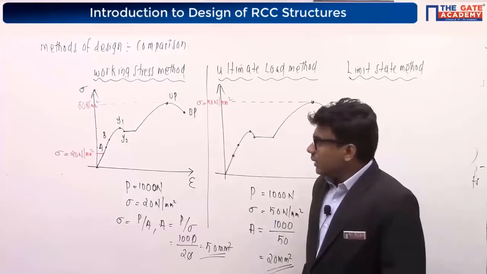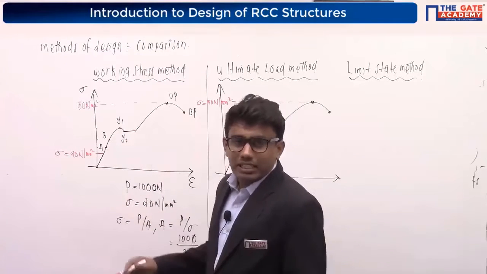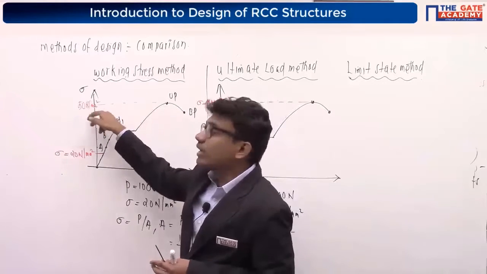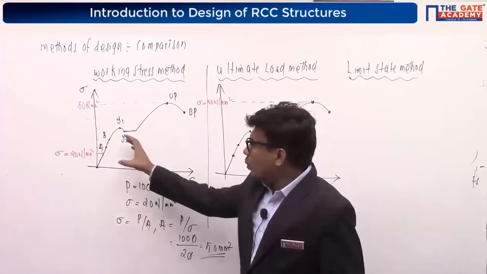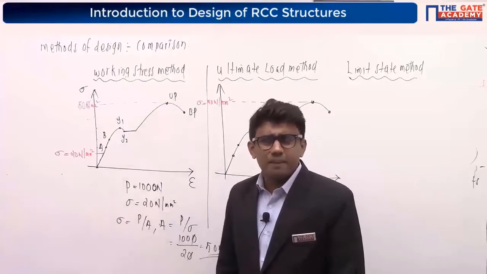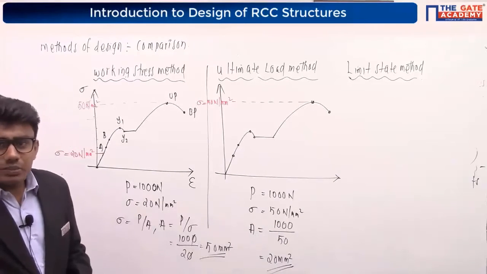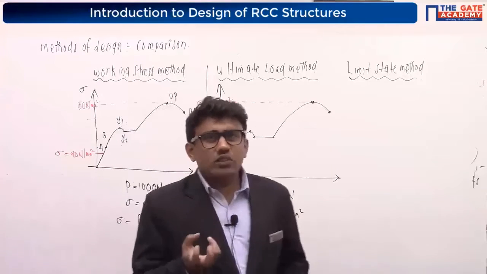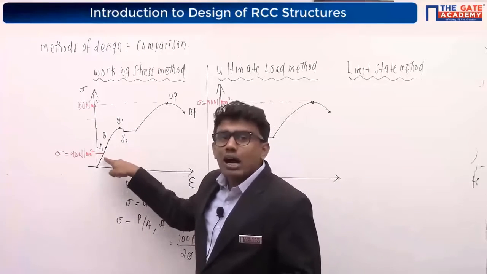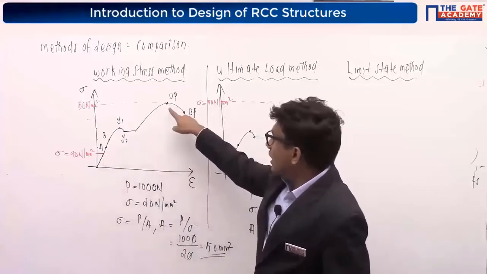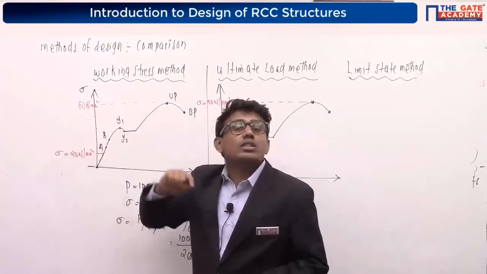In working stress method, the material can carry a maximum of 50 Newton per mm square at the ultimate point. But for the design, am I using the entire strength of the material? Answer me please. As per working stress method, am I using the entire strength of the material? No, we are not using. We are using a strength value which is well below our elastic point. The stress which the material can carry is around 50. I am using only 20 Newton per mm square.